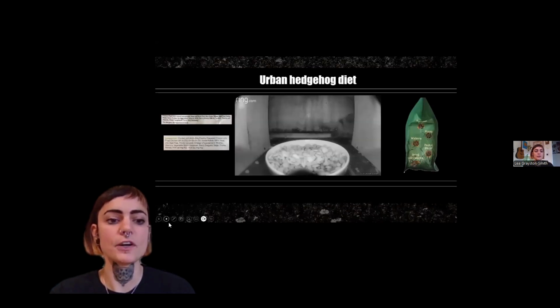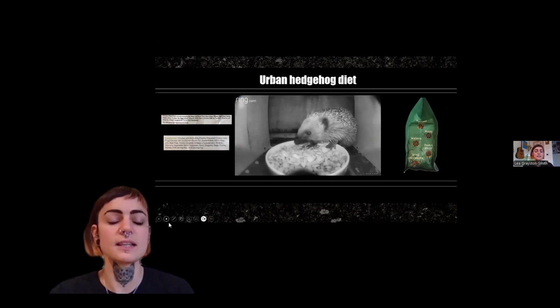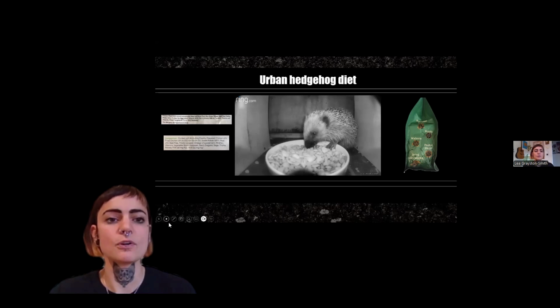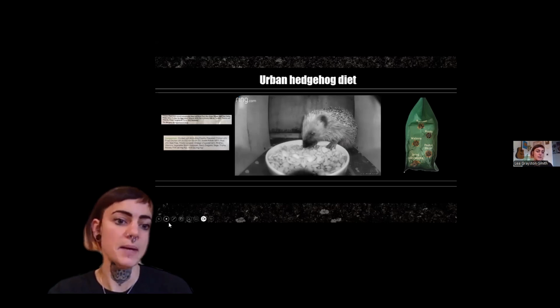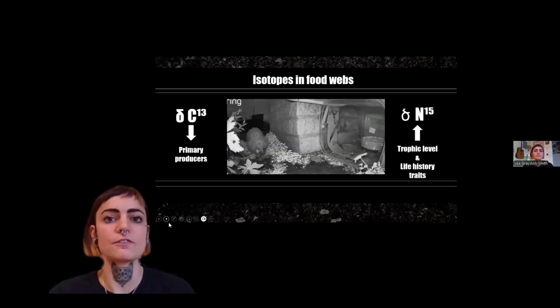Now, in an urban environment, humans provide a lot of other novel food sources for hedgehogs. So things like cat food, dog food, hedgehog food, leftover bird seed, and even our own food waste that we leave outside are all sources of food that are available in an urban environment. Now, these kind of novel food sources tend to be comprised of a really wide range of different plant-based ingredients, and they usually utilize chicken as their protein source, which is all very different from their natural diet made of insects. Now, isotopes can be great for studying food webs.